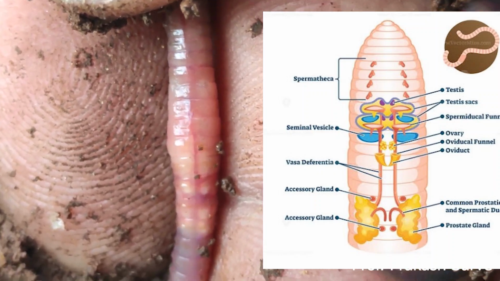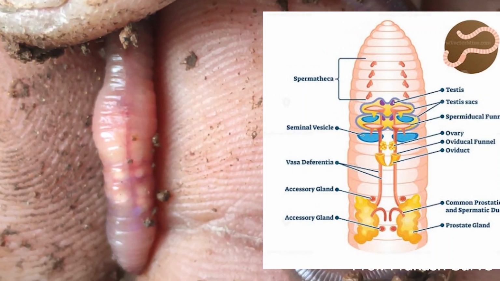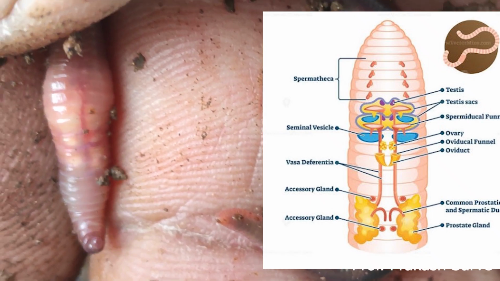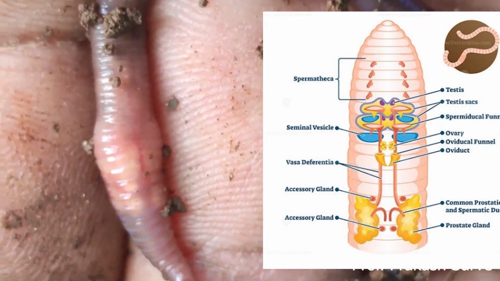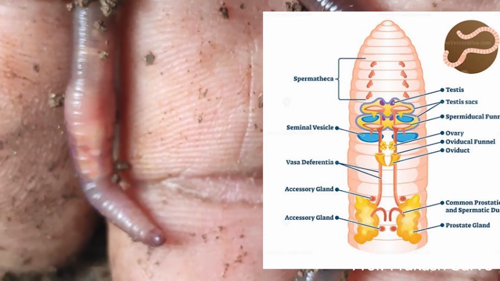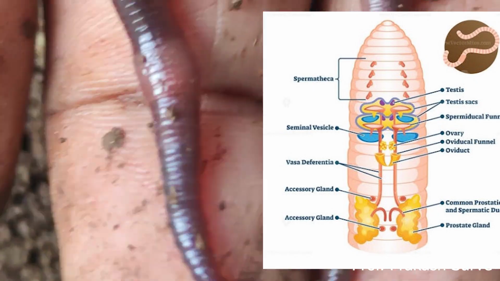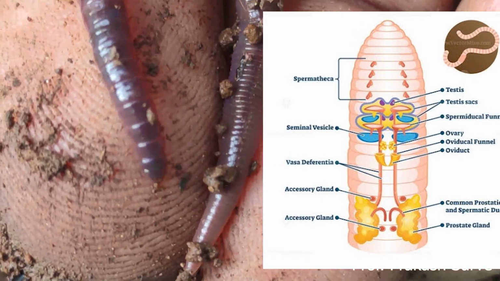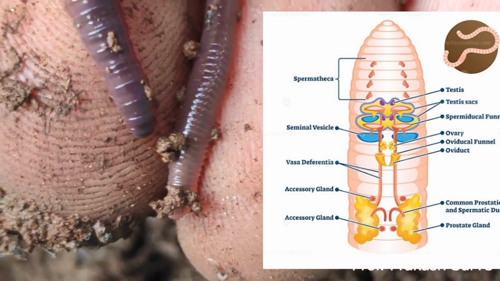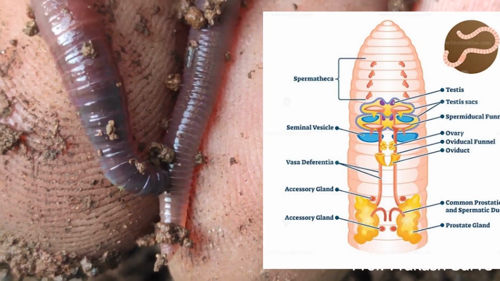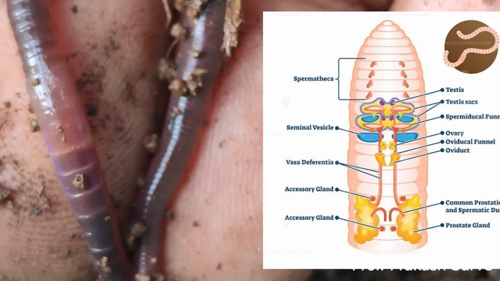Okay, now here is the ventral side. We can observe that there are white spots. These white spots are at the region of the 5th to 9th segments, where there are four pairs of spermathecal apertures.